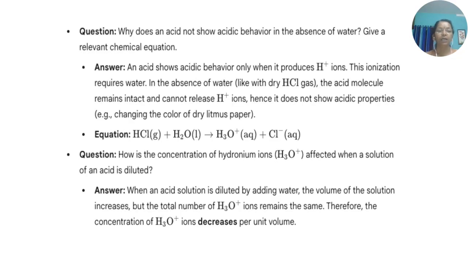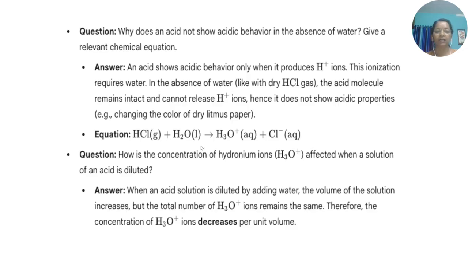Next is, why does an acid not show acidic behavior in the absence of water? Give a relevant chemical equation. See, an acid shows acidic behavior only if it produces H plus aqueous ions, so it needs water for that. If there is no water, no H plus aqueous ions will be formed, so it will not behave like an acid. The answer is given here.